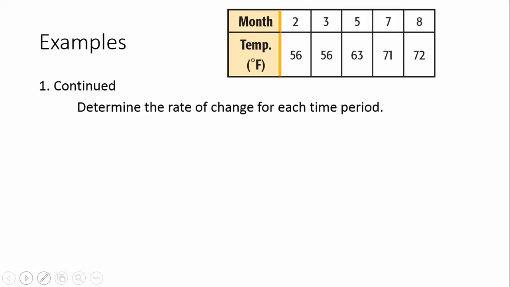So let's determine the rate of change for each time period, which is what the original problem asked us to do. So the first time period we have is from month 2 to month 3. And remember, the dependent variable was the temperature. So it's temperature over month. And remember, it's a change. So let me actually rewrite that so that we are sure that we're doing some subtraction. So it's change in temp over change in month.